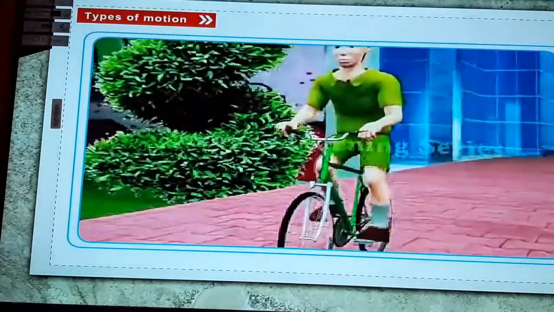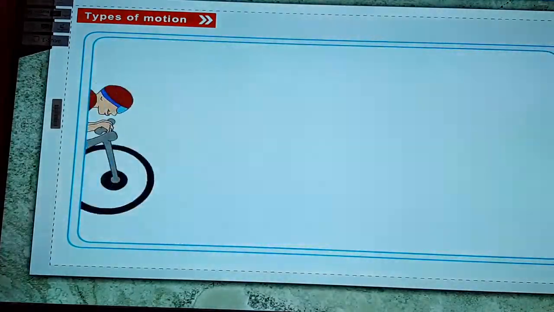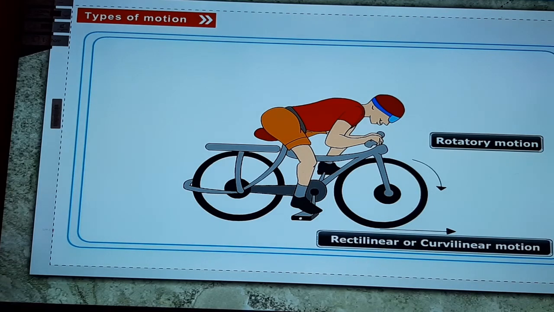A boy riding a bicycle is an example of multiple motion. The wheels of a bicycle rotate, which is rotatory motion, and at the same time move forward in a straight or curved path, which is rectilinear or curvilinear motion.